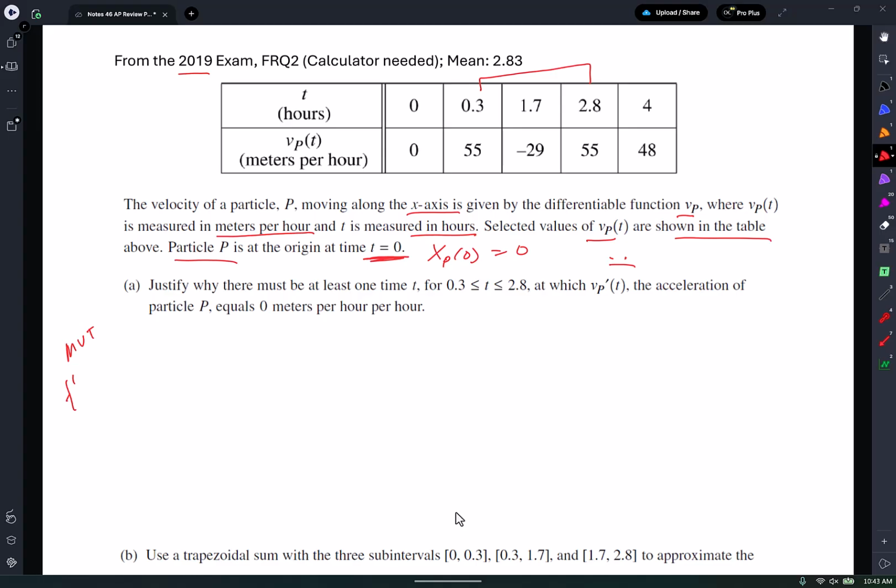What is MVT? F prime. Do not write this on the day of the exam. This is just for notes. F prime of A is equal to... actually, they use the letter C, but it doesn't matter. F prime of C is equal to F of B minus F of A over B minus A. The left one is the instantaneous rate of change. The right one is the average rate of change. You can only use the mean value theorem if you are continuous and differentiable. So since this is velocity differentiable, therefore it's continuous. That's what I'm going to say.